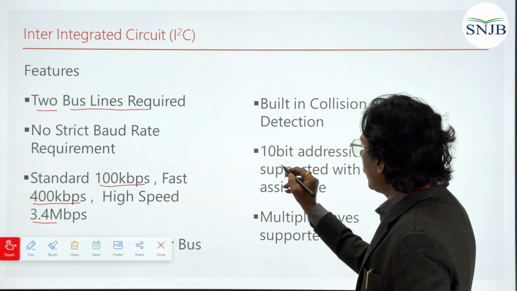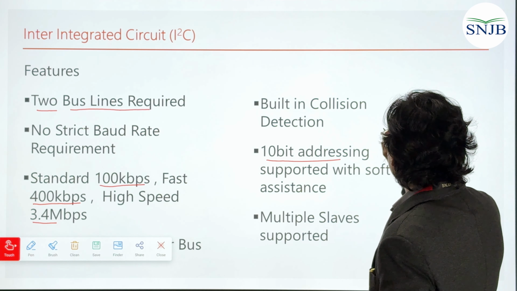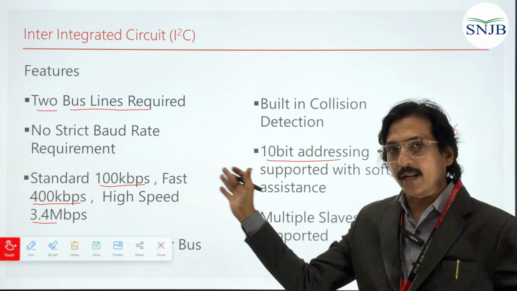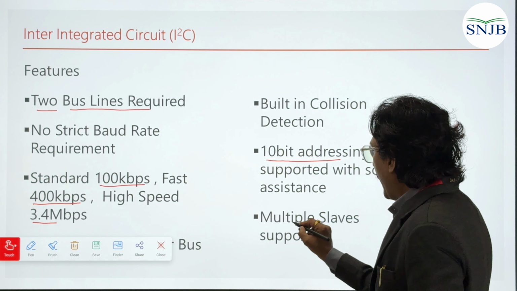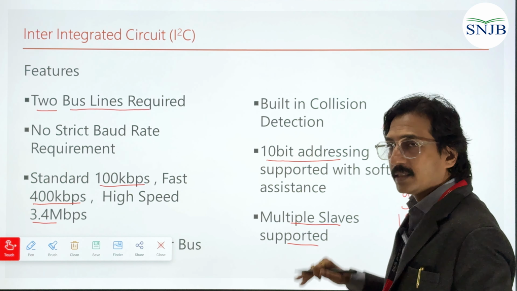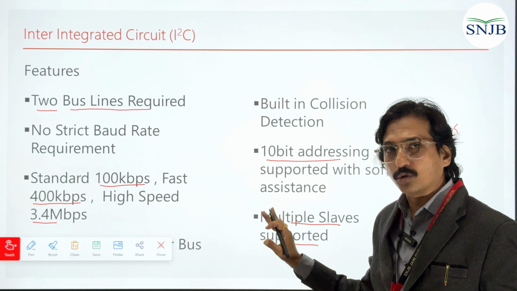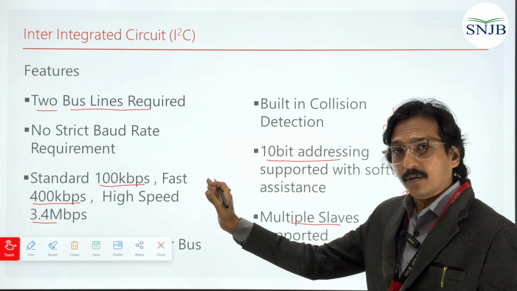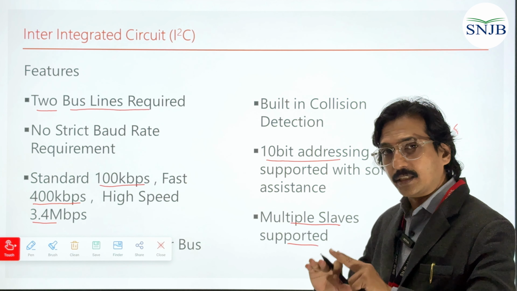As far as addressing is concerned, 10-bit addressing is there. In a very simple way, you can remember that 2 raised to 10 means 1 kilo, 1024, so 1 kilo of devices you can connect. It's in a simple way. It is supported with software assistance, and multiple slaves can be supported. 10-bit addressing is there specifically for the slaves. So these are the simple features of I2C: it has only two lines, it follows a variety of baud rates, collision detection is there, 10-bit addressing is there, and it supports multiple slaves.